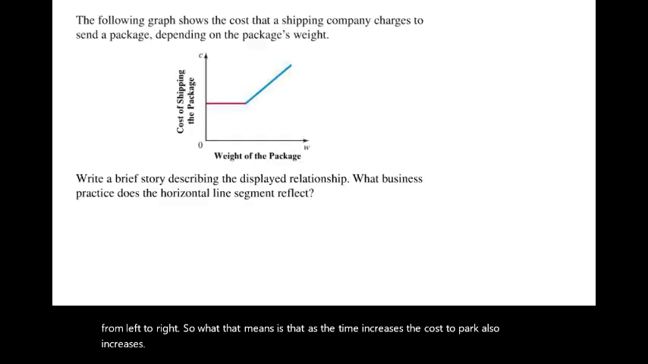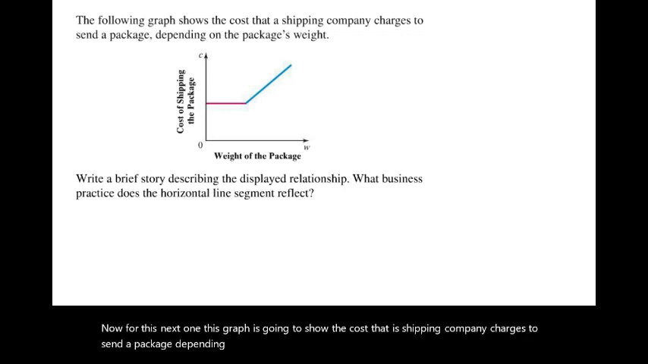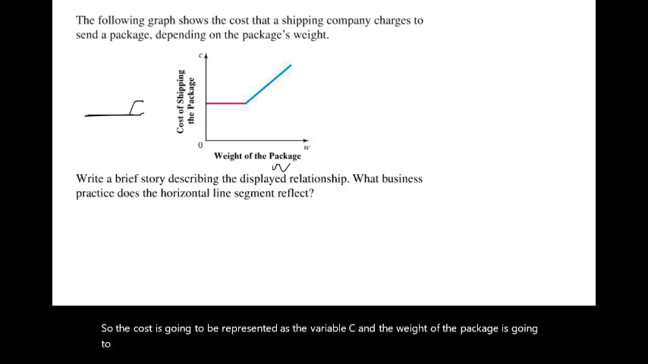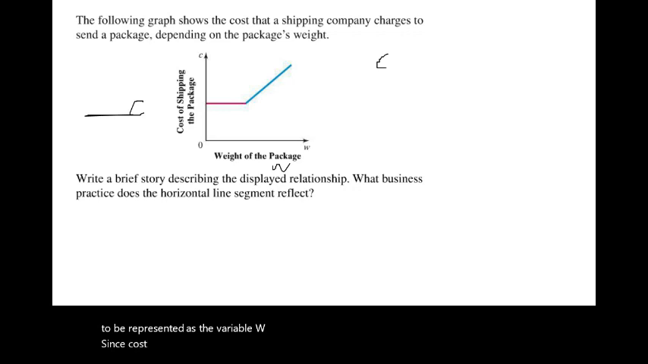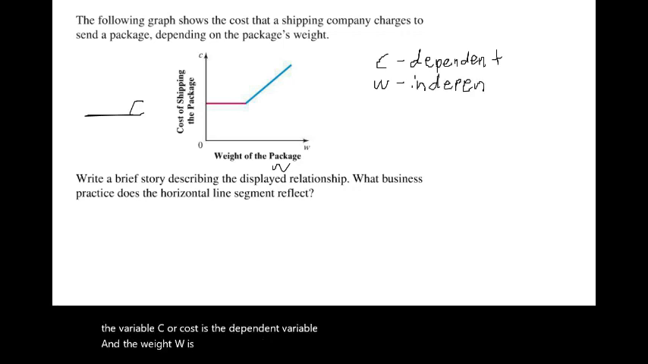Now for this next one, this graph is going to show the cost that a shipping company charges to send a package depending on the package's weight. So the cost is going to be represented as the variable C, and the weight of the package is going to be represented as the variable W. Since the cost to ship depends on how much the package weighs, the variable C, or cost, is the dependent variable, and the weight W is the independent variable, because cost depends on weight.